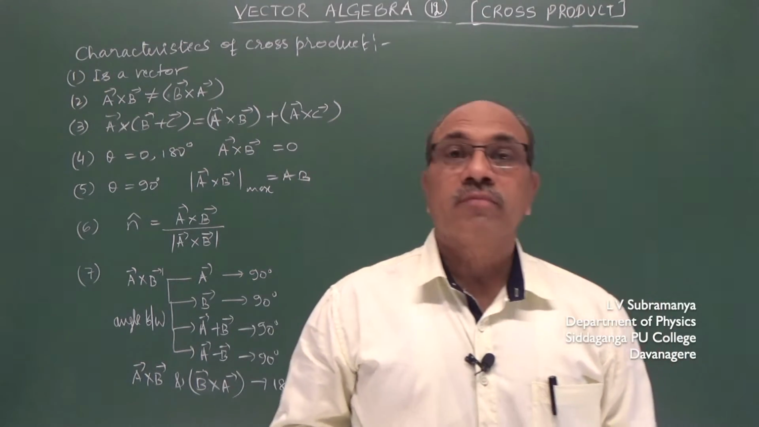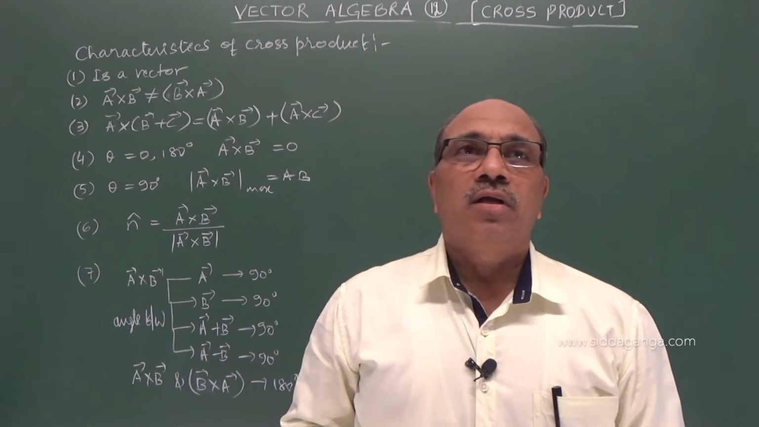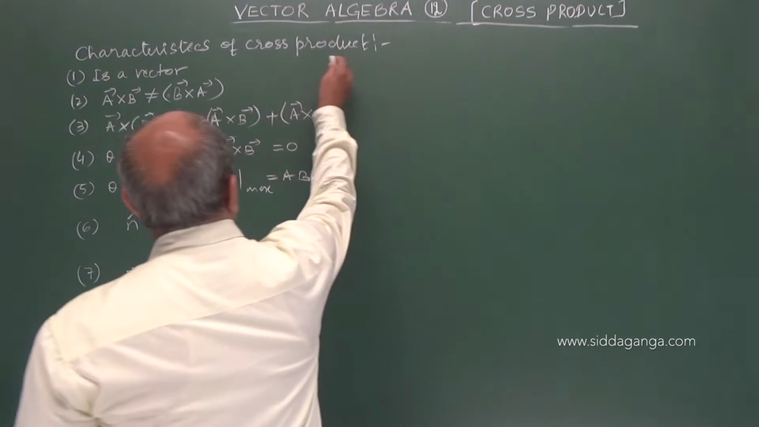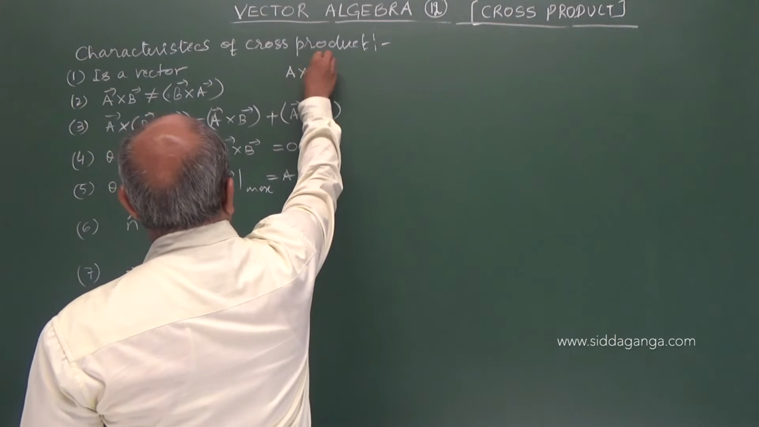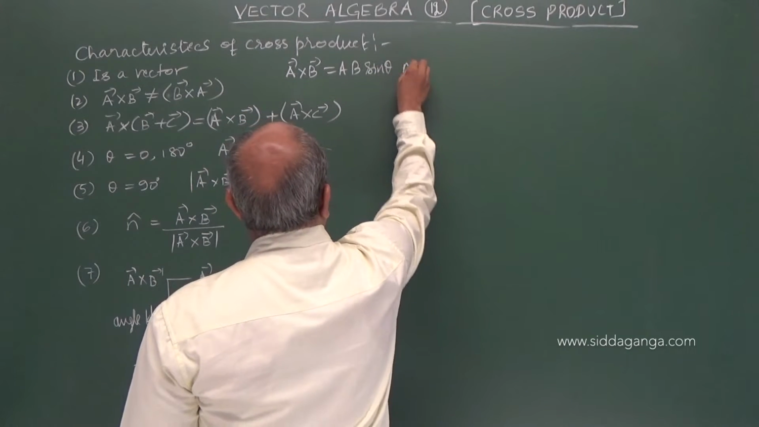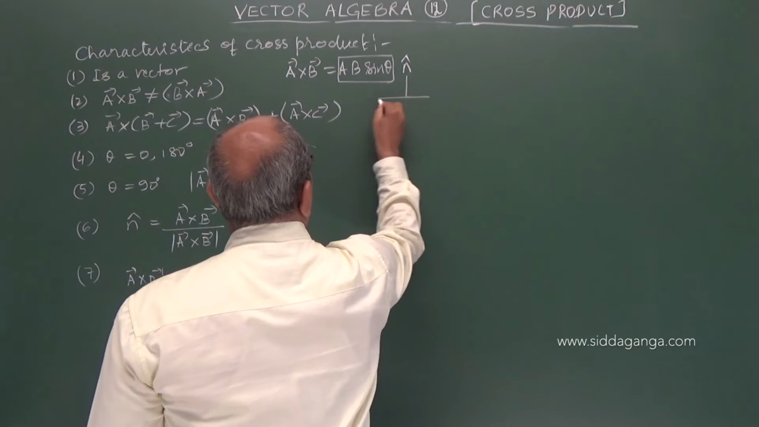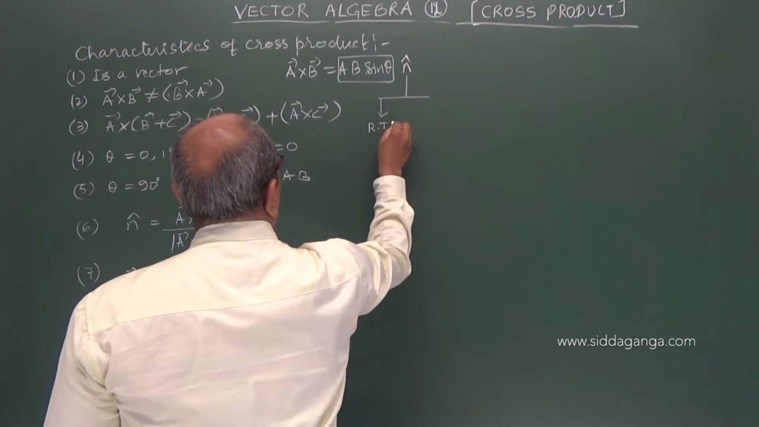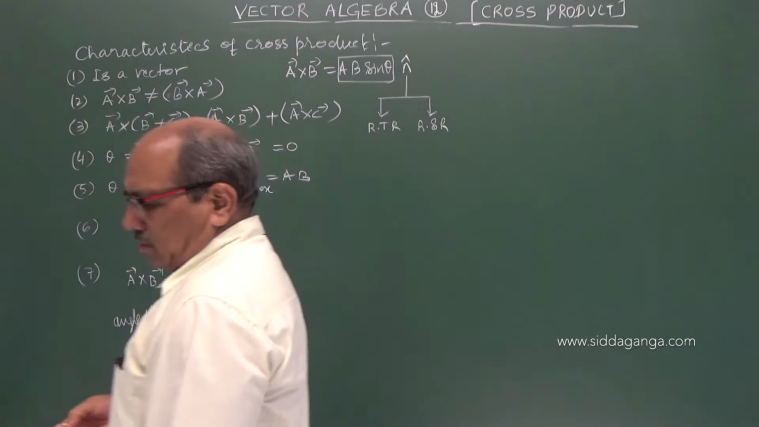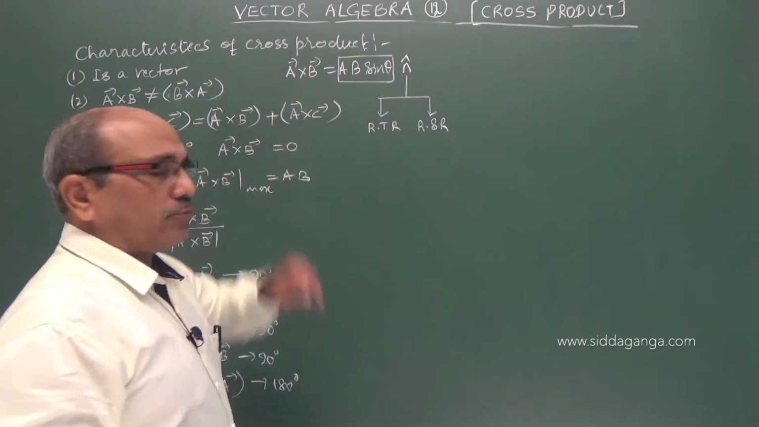Hi students, yesterday we started the cross product in the previous video. Let us see, you come to know the expression for cross product as A cross B equal to AB sine theta into N. This gives you the magnitude, and the direction is given by two rules. One is called the right hand thumb rule and another is the right hand screw rule. So both direction as well as magnitude you understood.